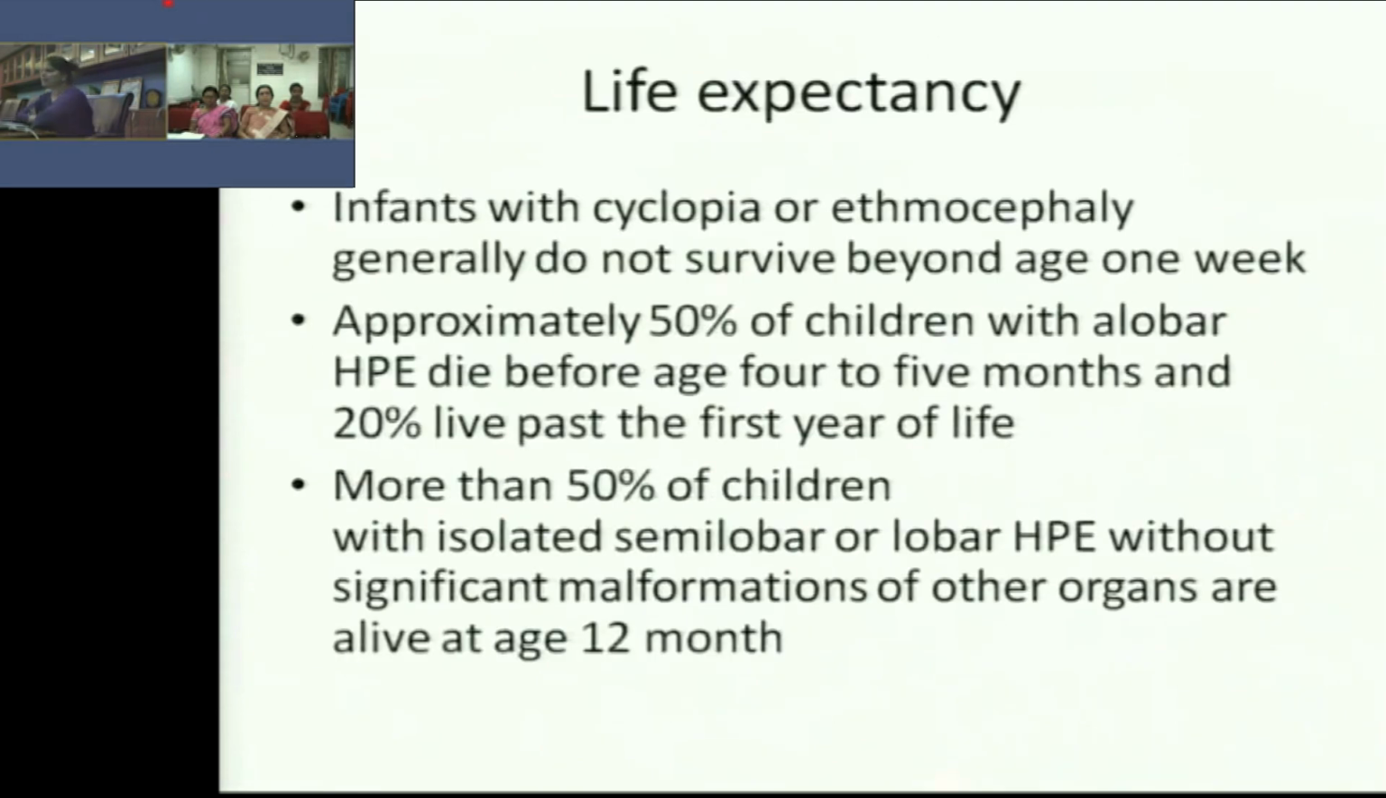When we talk about life expectancy, infants with the severe forms, that is alobar holoprosencephaly, cyclopia, and arhinencephaly, generally do not survive beyond 1 week. Approximately 50% of children with alobar HPE die before age 4 to 5 months, and 20% live past 1 year of life. In the semilobar and lobar varieties, more than 50% of the children are alive at the age of 12 months.